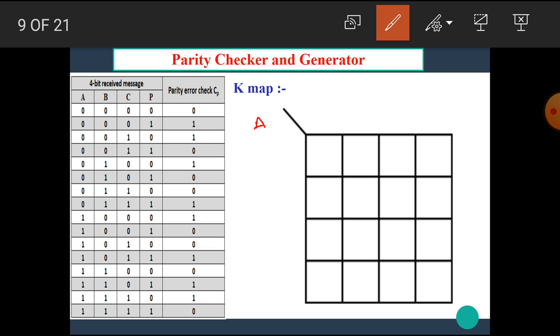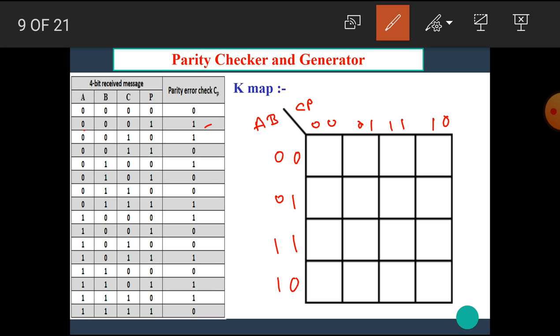The K map is A B C P. AB has the combination 0 0, 0 1, 1 1 and 1 0. CP has the combination 0 0, 0 1, 1 1 and 1 0. Now put the ones here.